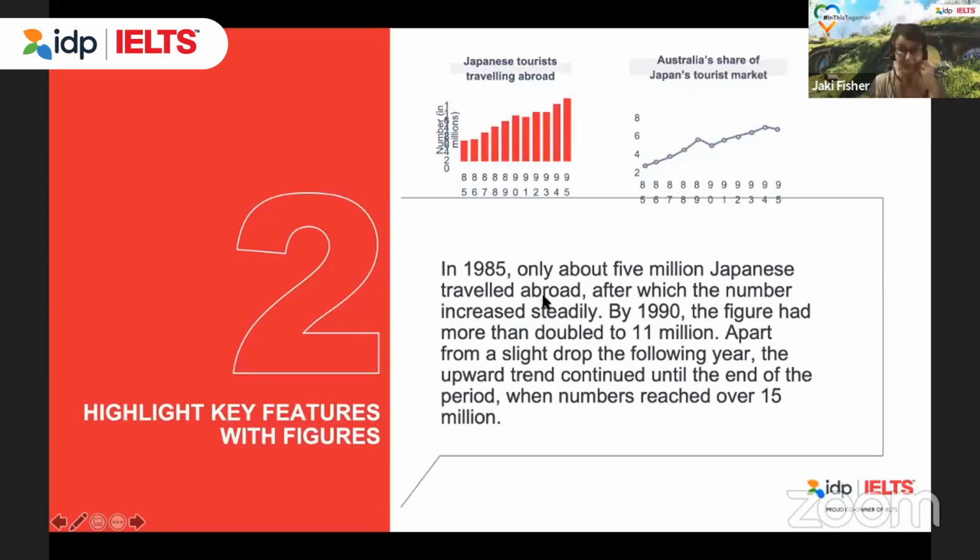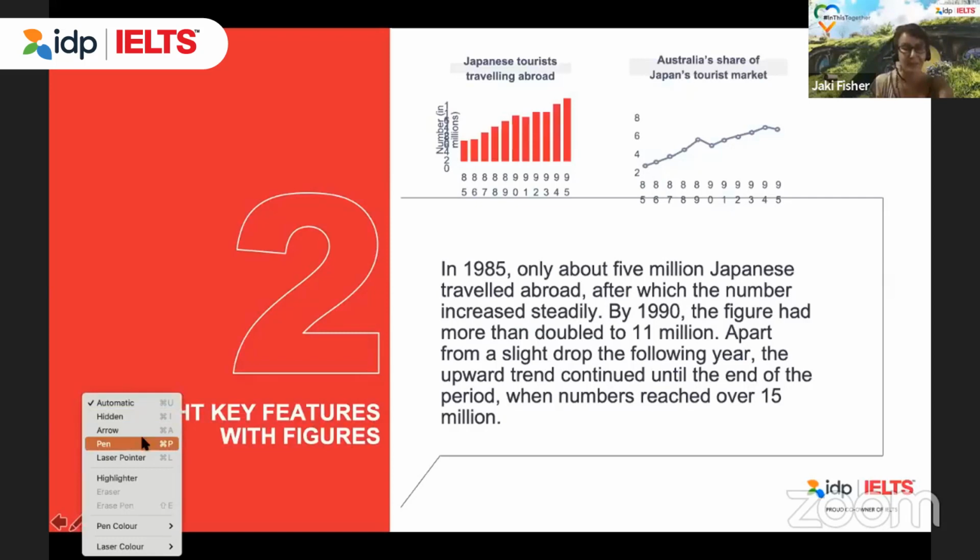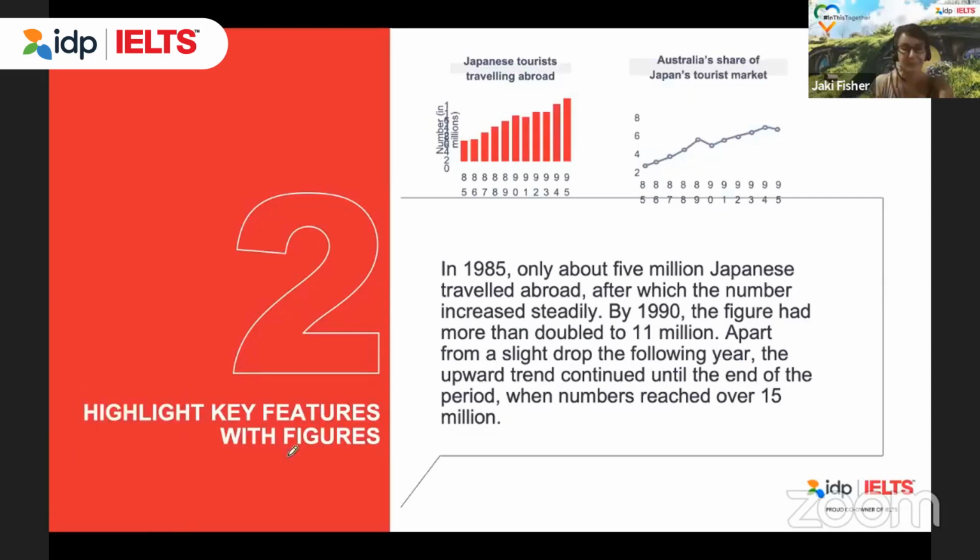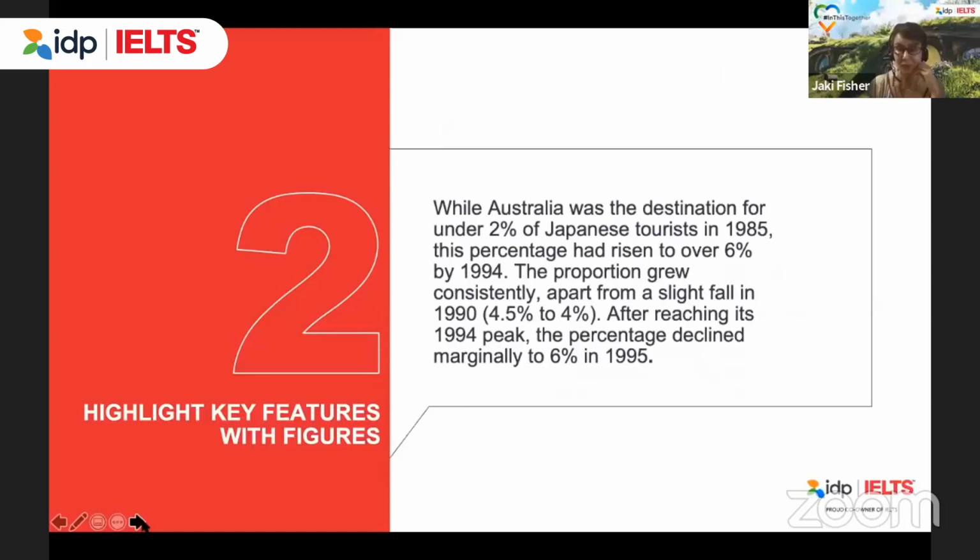Double to, yeah, that's good. After which, that's nice comparing language. And then in the next, a bit later, apart from, very good. This is another nice comparing language. Yeah, so after which, apart from. So if you can include this comparing language, it's very good. I mean, you must. That's one of the things you have to do. You have to compare. Okay, great. So that was the first graph.